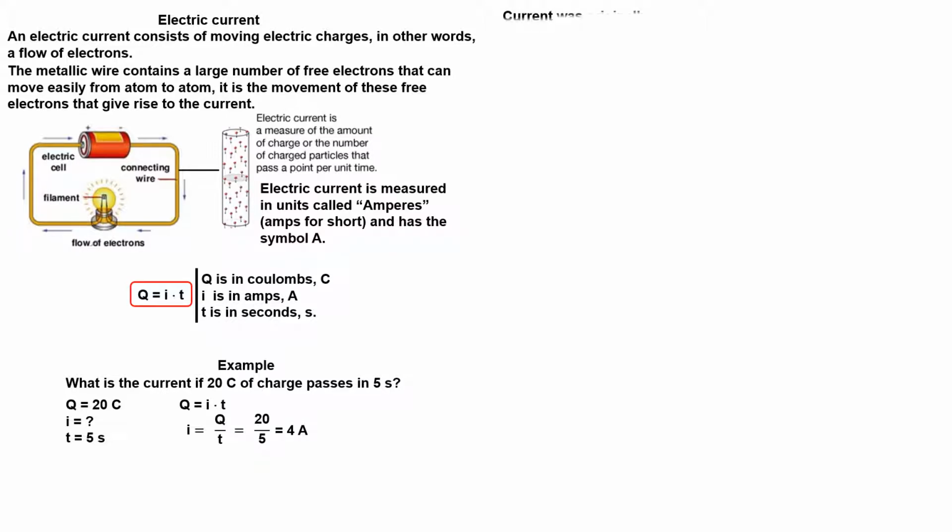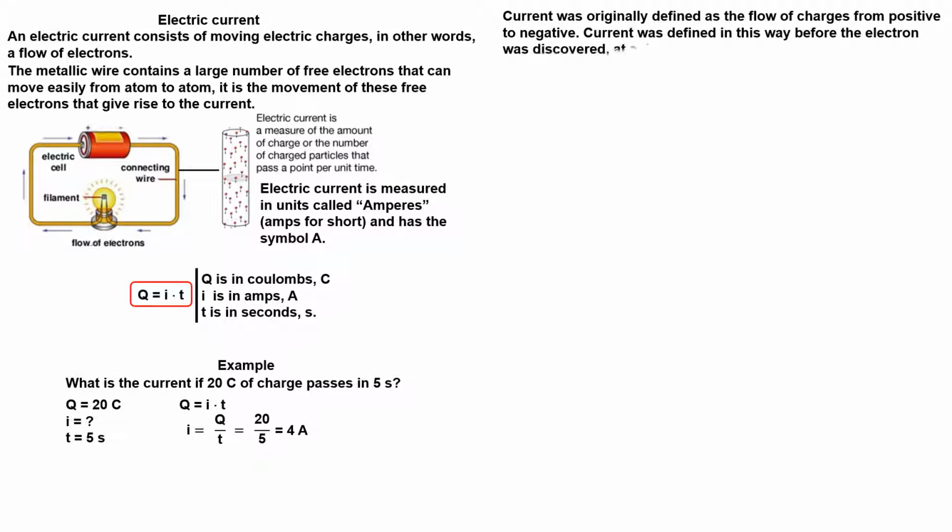Current was originally defined as the flow of charge from positive to negative. Current was defined in this way before the electron was discovered, at a time when people did not understand how a wire carried a current. Look at the diagram.